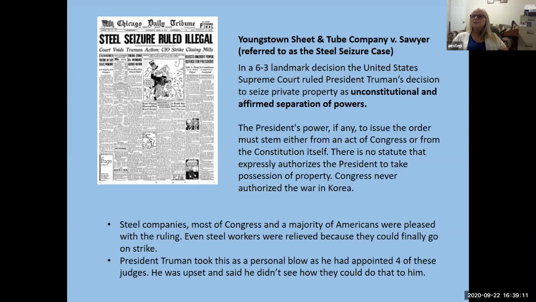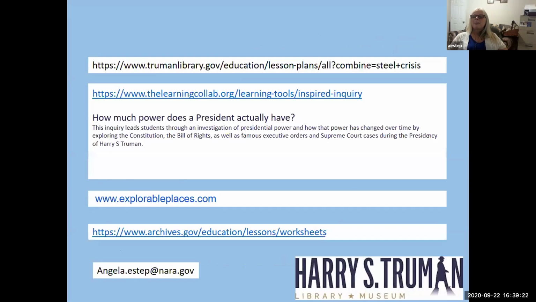Ultimately, the soldiers in Korea did get what they needed, and actually the steel workers did end up getting the wage increases that they had asked for. So this concludes a landmark decision. President does not have the power. It reaffirms the separation of powers.